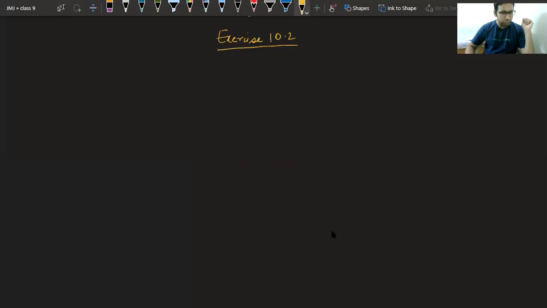Sir, is 10.1 removed? No, 10.1 is not removed. 10.1 is done already, because the properties that we have done, same properties will be used over there. Vaishnav, same properties of circles, simply they have asked. Yes, sir, got the answer.